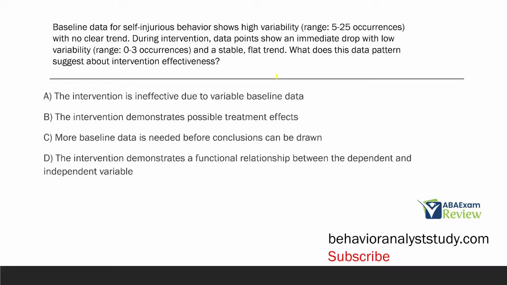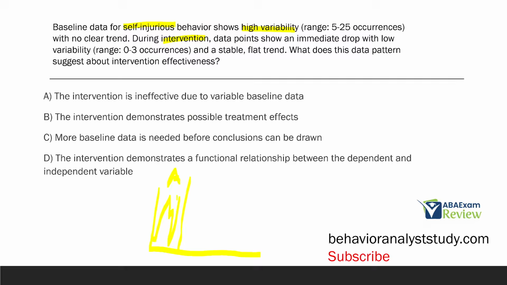Now, on data graphing questions, you certainly don't have to draw this out, but just because we're practicing, let's look at what this data may look like. So if we have baseline, right, and it's going to be a very short baseline, but we have 5 to 25, down, up, down, right? It's all over the place. High variability, no real consistency or steady state. But it is self-injurious, okay, so they might have to intervene immediately no matter what.